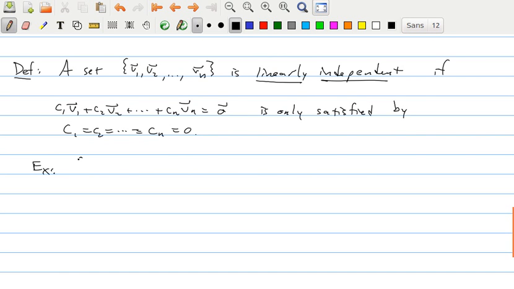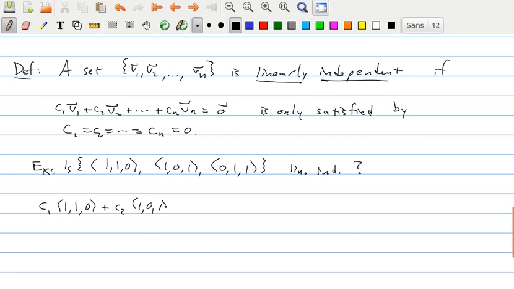So first up, let's say we've got the set 110, 101, and 011. So the question is this set linearly independent? Well, let's look at the definition. This says that C1 times the first vector plus C2 times the second vector plus C3 times the third vector equals 0.